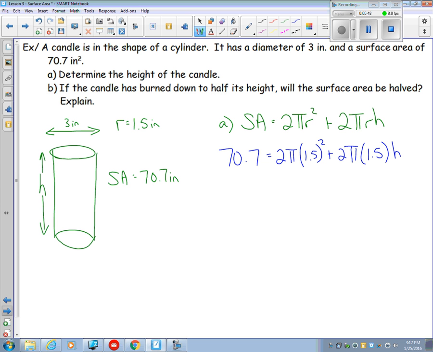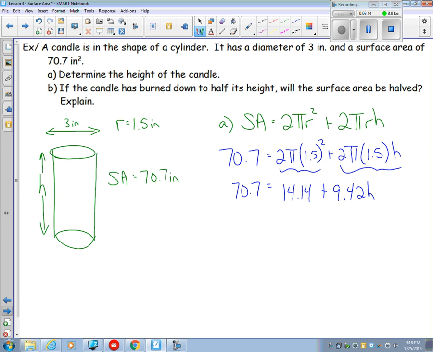Okay, I want to solve this. I want to use some algebra. So what can I do? Well, 70.7 is 70.7. I can't really do anything with that. But here, 2 times pi times 1.5 squared, I can multiply that all together and end up with 14.14. I can do the same thing over here, except there'll be an h attached to it. That comes out to 4.92h.